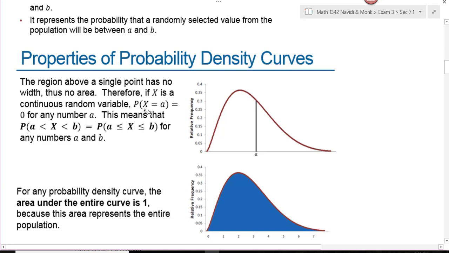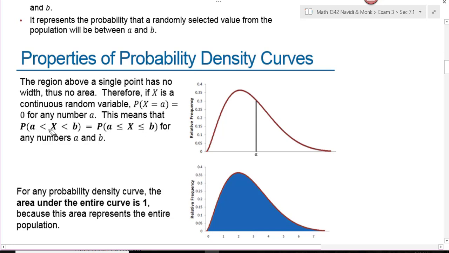So if I wanted to ask you what is the probability that x is equal to a specific number like we did with the binomial distribution for discrete data, we could get an answer with discrete data, but with continuous data, and normal data is continuous data, we can't find an area under a point because the area under a point is a line, and a line doesn't have area. So we would say that this probability is equal to 0 for any number.